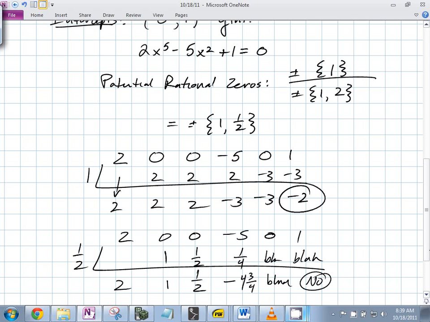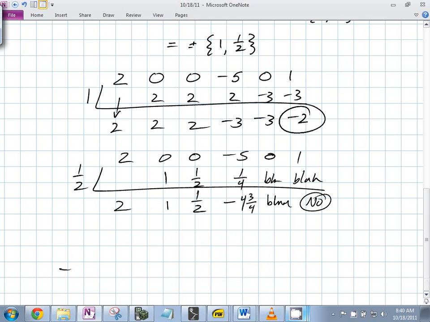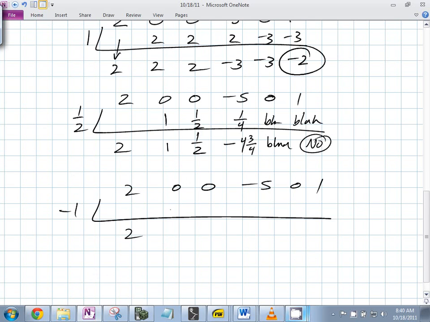So did you test negative 1 as well? Nope. Let's try negative 1. 2, 0, 0, negative 5, 0, 1. You get 2. What do you get next? Negative 2, 2, negative 2, 7, negative 7, and? Negative 6. Yeah. Negative 6.